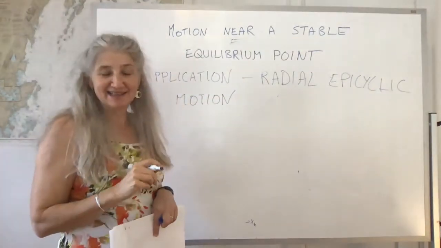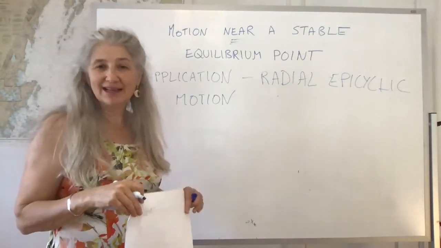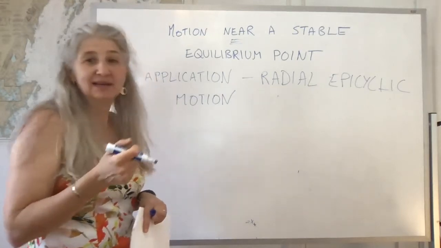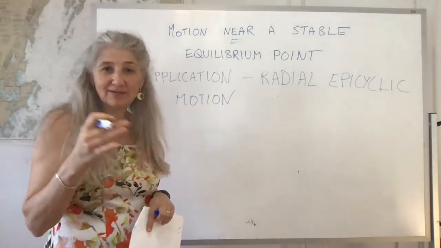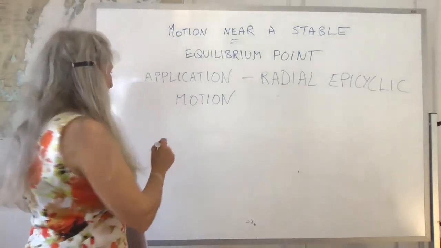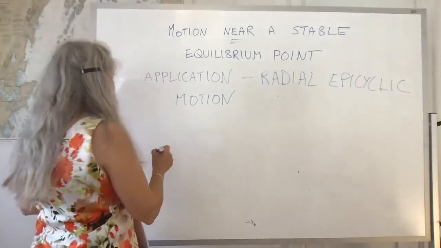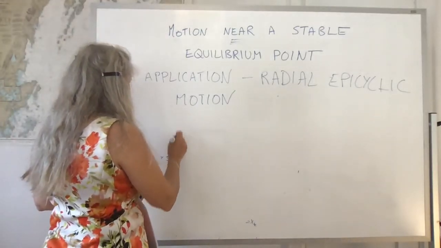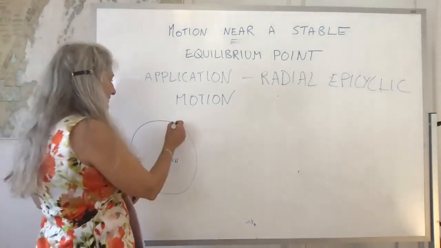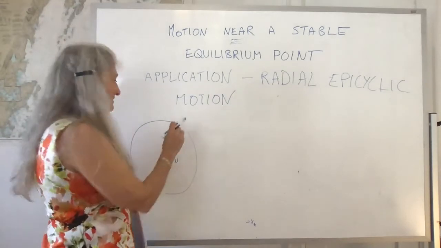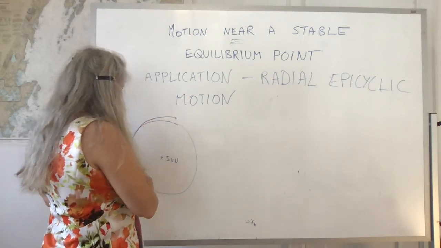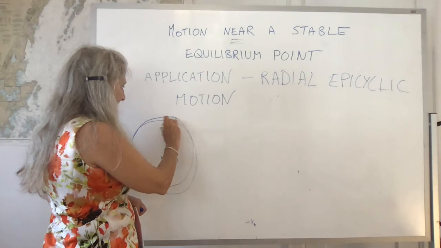So what do I mean by radial epicyclic motion? One way to think about Keplerian motion is to think about motion in a circular orbit. Radial epicycles are oscillations in radius around the circular orbit. Supposing we put the sun here, and we have a planet in a circular orbit going around the sun. Now let's perturb that orbit very slightly. We'll start it a little bit off.